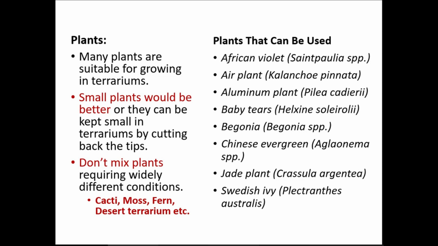And always the suggestion is don't mix plants of widely different conditions. Because some are cacti, some are mosses, some are ferns, some are desert, some are woodland, some are tropical. Suppose you mix all those: cacti and succulents don't require much water, but mosses, ferns, and other tropical plants require more water. So if you provide more water, the cactus will die. If you don't provide more water, cacti and succulents will survive, but other plants will die.